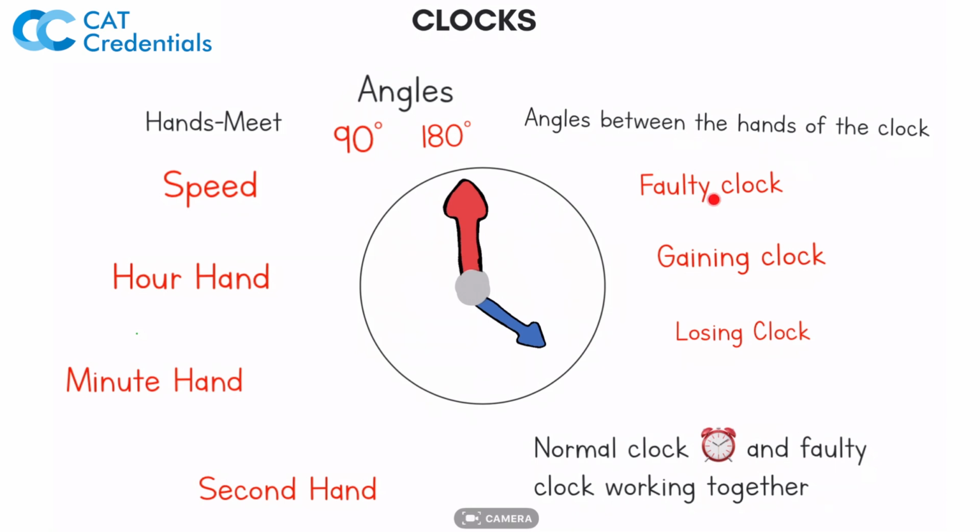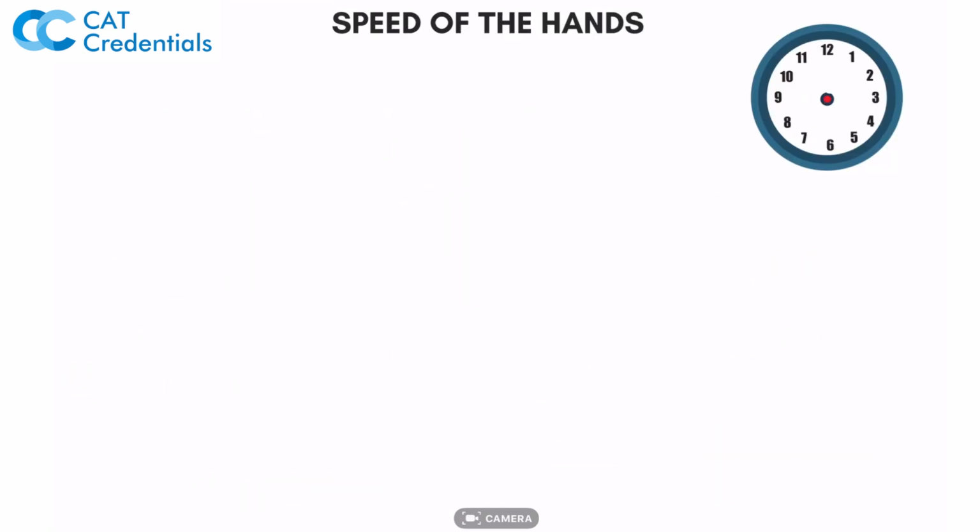Problems on faulty clock, gaining clock, losing clock. Then a normal clock with a faulty clock working together. When will they show the same time again? Such kind of problems we'll deal with here. So let's start with the first kind of problem, where we study the speed of the hands.